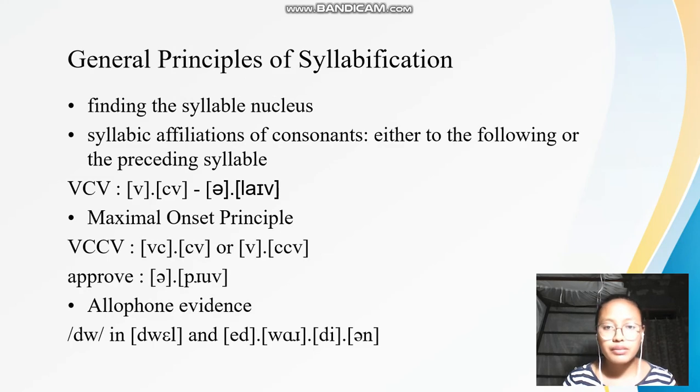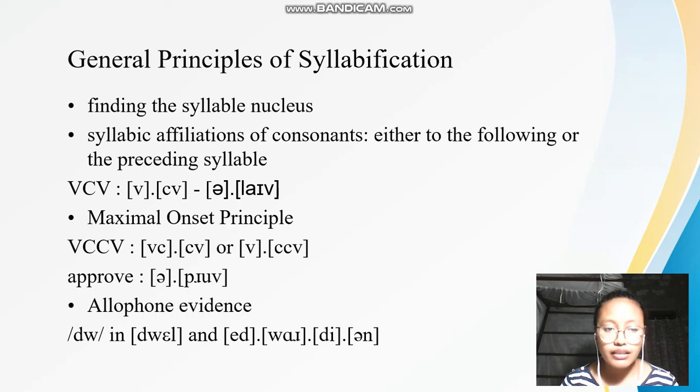There are some principles of syllabification. First, we have to find the syllable nucleus. As I have said before, nucleus is the important part to determine a syllable. Then we have to do the syllabic affiliation of consonants. Here, the important part as well is that we have to determine which syllable the consonant belongs to. Generally, when a consonant immediately precedes a vowel, then that consonant belongs to the same syllable as that vowel.